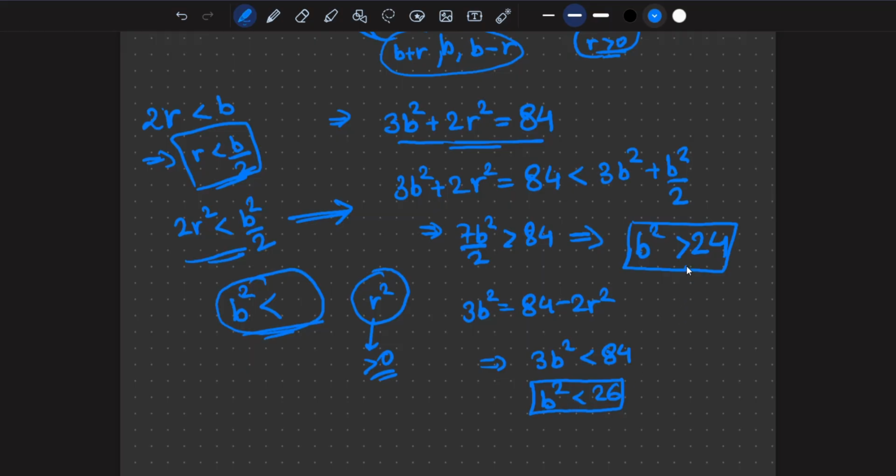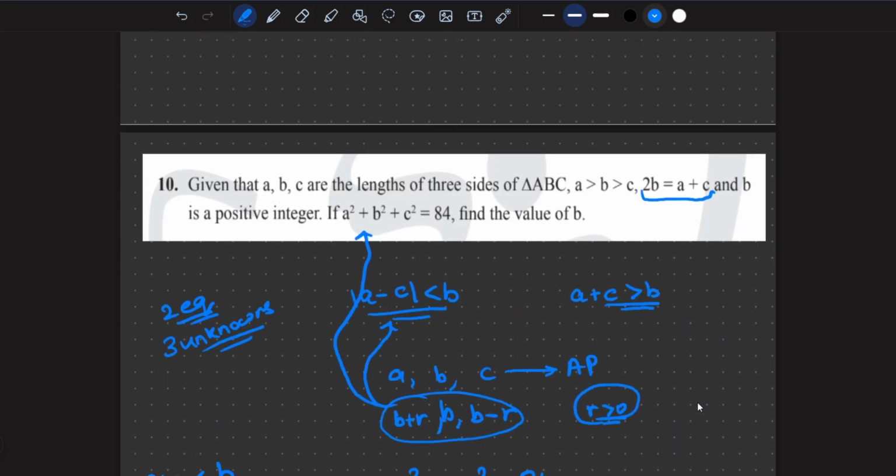Since we know that b is an integer, from these two inequalities we can infer that b square has to be equal to 25, since b square is an integer and its square has to be a perfect square. Since it is the side of a triangle, we can say that the value of b would be equal to 5, which is a positive quantity. So my answer to this problem comes out to be 5. That's it.